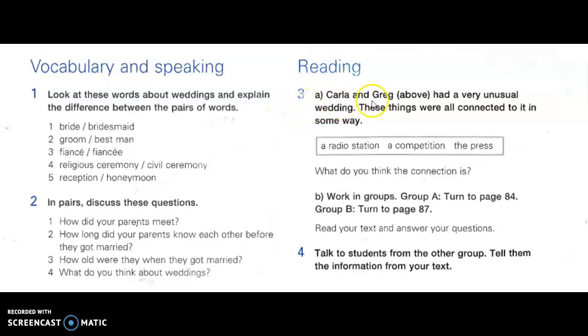It says Carla and Greg, in the picture above, had a very unusual wedding. These things were all connected to it in some way. A radio station, a competition, the press. What do you think the connection is? So the students make some predictions, try and guess what they think these 3 things have to do with Carla and Greg's wedding. And then you need to tell them that you're going to put them into 2 groups, Group A and Group B, and that they're both going to read a text.